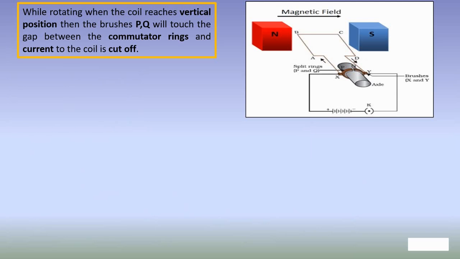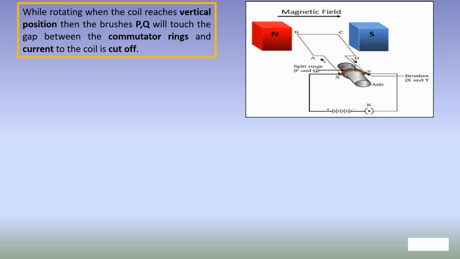In the previous slide we saw that ABCD was rotating in anti-clockwise direction. Now students, this coil ABCD is connected to the brush X and split ring P. Basically there are two brushes X and Y and there are two split rings P and Q. So this ABCD coil is connected to two brushes X and Y and split rings P and Q, and there are two gaps between these split rings. And this whole thing is connected to a battery. So when the current flows, this ABCD rotates in anti-clockwise direction.